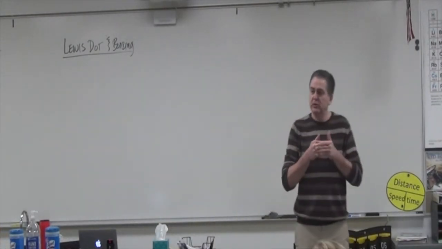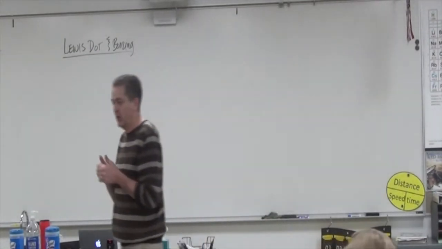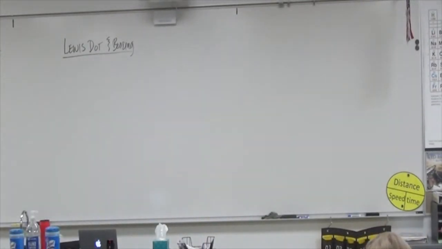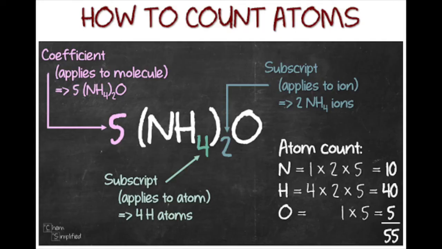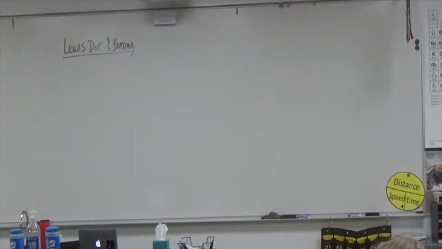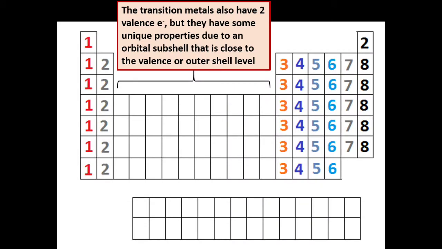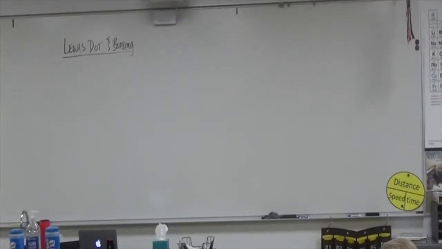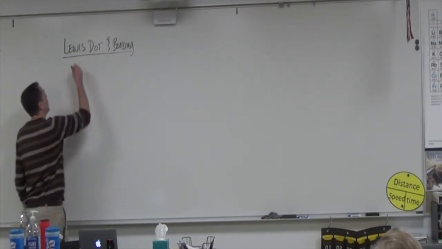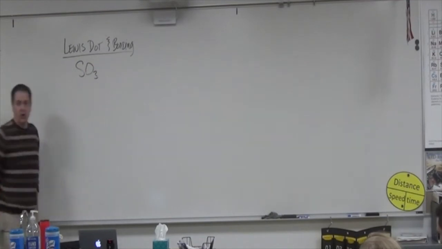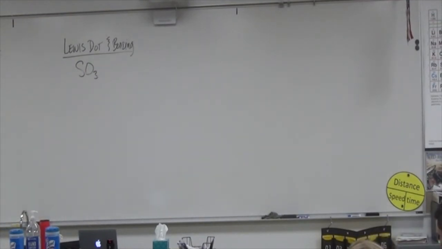In order to do this process, you have to know a couple of things before we even start it. One, you gotta know how many atoms are involved in a molecule. And two, you gotta know how many valence electrons each element in the molecule has. So let's take a look at what we have to start with. I'm going to give you sulfur trioxide.